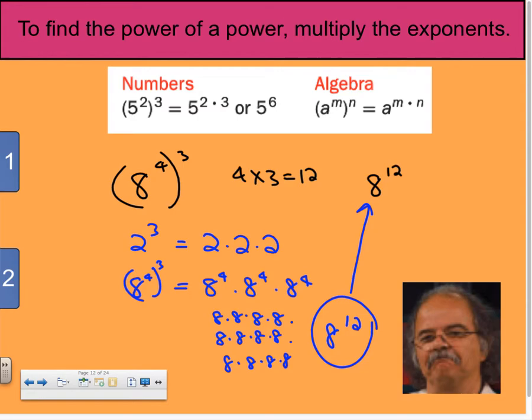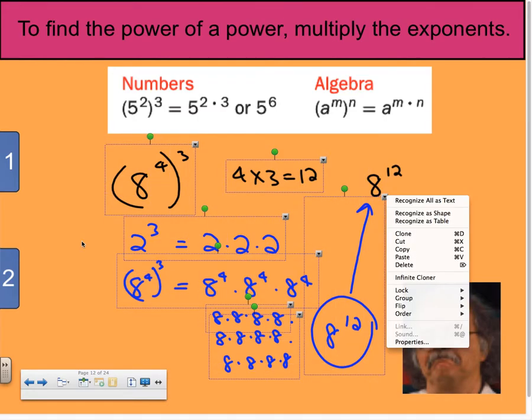So what we've noticed over time is that there's this connection with power of a power. So the rule is, when you have power of a power, you multiply the exponents. Let's take a look at another example.